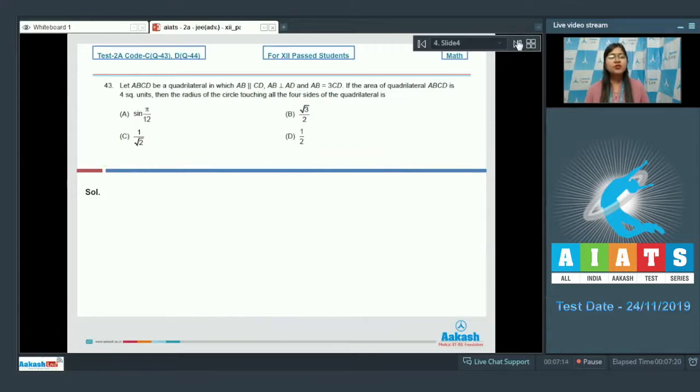Next is question number 43, which says that let ABCD be a quadrilateral in which AB is parallel to CD, AB is perpendicular to AD, and AB is equal to 3 times CD. If the area of quadrilateral ABCD is 4 square units, then the radius of the circle touching all the 4 sides of the quadrilateral is, let us say this is the circle and the sides are like this.